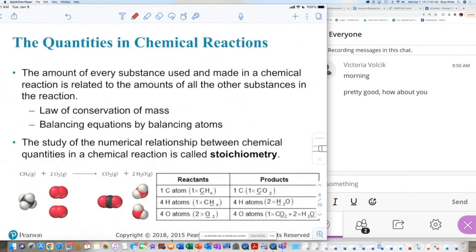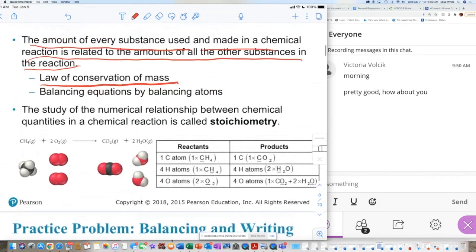So they're showing you the balanced equation. The amount of every substance used and made in the chemical reaction is related to the amount of all the other substances in the reaction. This is called the law of conservation of mass. So in the law of conservation of mass, which is not stated very clearly here, the bottom line is this: mass of reactants, if I can spell reactants this morning, reactants equal mass of products.